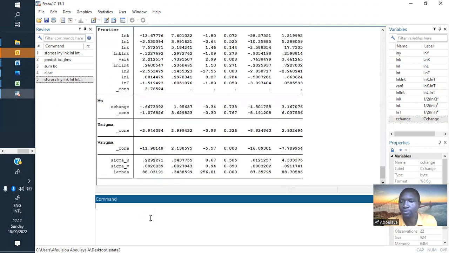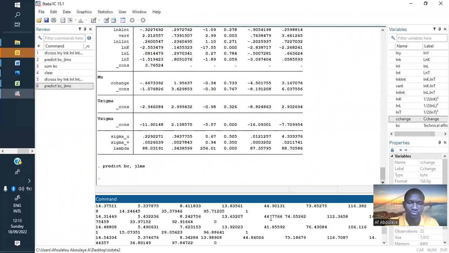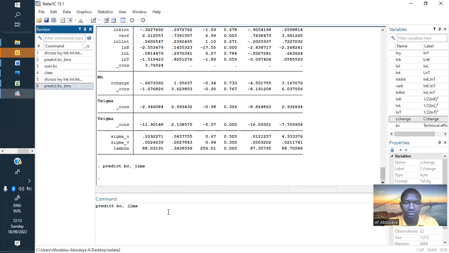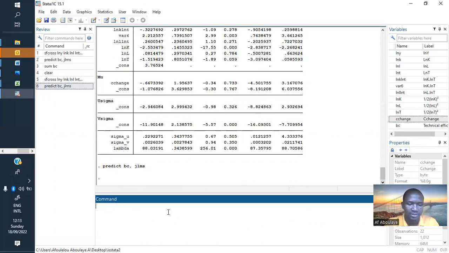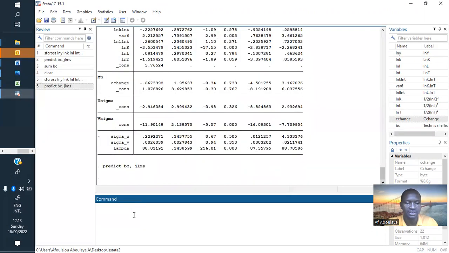And here, since our purpose is to estimate the technical efficiency or the scores of technical estimation, we just have to generate them. Predict BC, the model uses BC, TLMs, and we have them. Can we see technical efficiency? We can go even to see those scores of technical efficiency. We can also go back and summarize them and see really how they are coming.